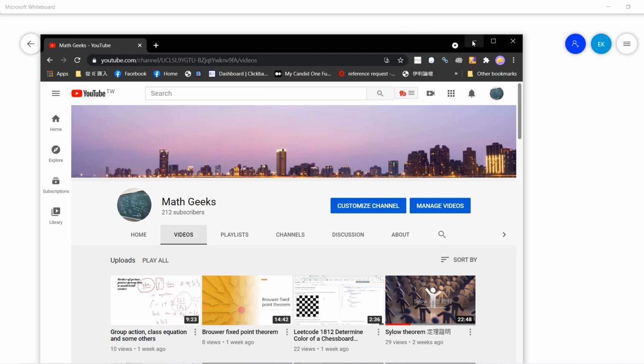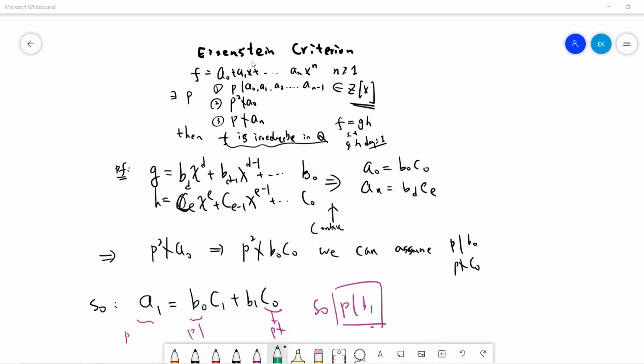Okay, so let's talk about the Eisenstein Criterion. This is basically undergrad algebra, I think, and it's very easy to prove. So let's quickly prove it.